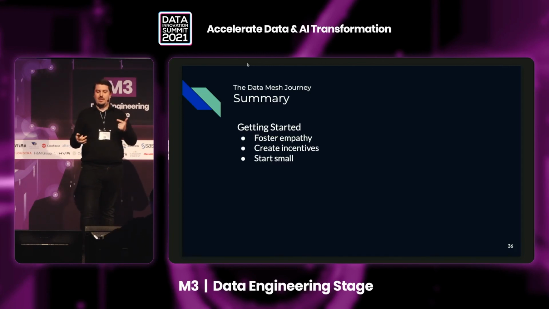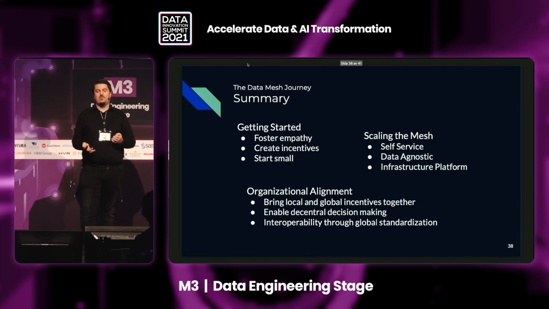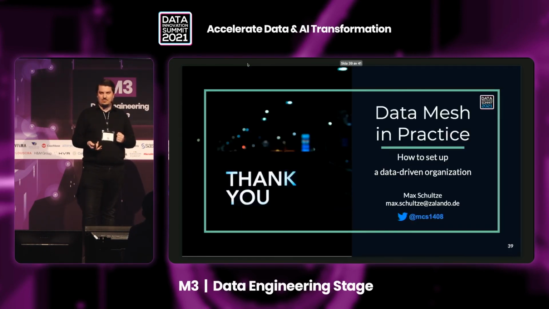Just to quickly summarize, for the getting started part, I think it's incredibly important to foster empathy, to create incentives, and to start small. Once you have a couple of teams and you want to scale the approach, you need a self-service data agnostic infrastructure platform. And lastly, when it comes to organizational alignment, you need to bring local and global incentives together: you need to enable decentral decision-making while also creating interoperability through global standardization. Thank you so much for your attendance.